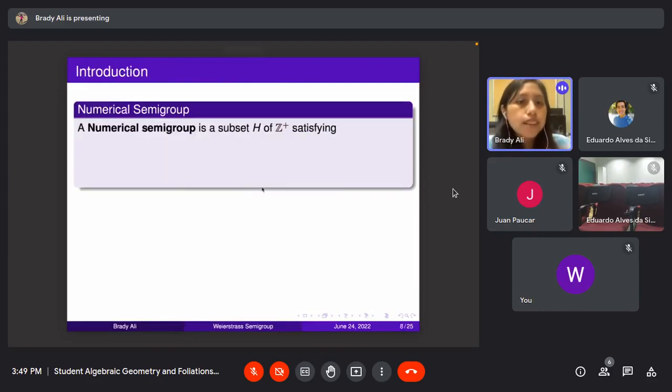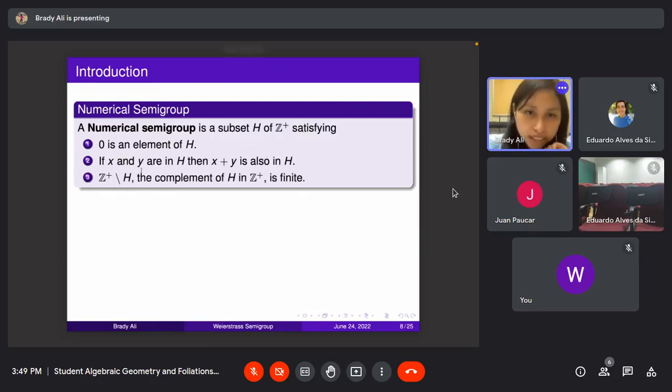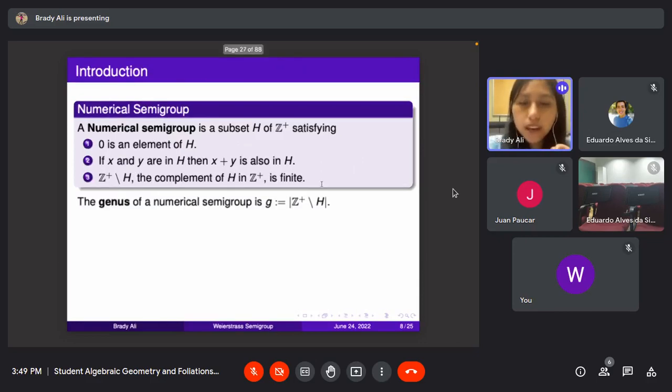So now I'm going to define what is a numerical semigroup. A numerical semigroup is a subset of the non-negative integers such that 0 is an element of this set, and if we have two elements x and y in H, then the sum of these two elements also is in this set H. And the complement of this set needs to be finite. We also have an invariant of this numerical semigroup that is called the genus, and it is defined as the cardinality of the complement of this numerical semigroup.